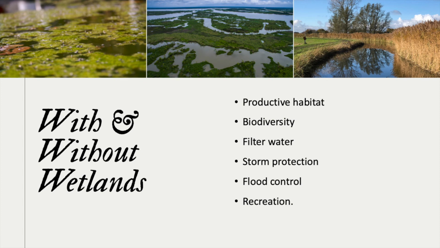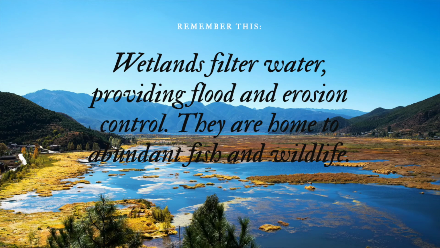Wetlands provide storm protection by decreasing the amount of flooding and erosion. Without wetlands, flooding is worse and storm surges from hurricanes infiltrate further inland, which causes animals to be displaced or die. They also cause disruptions to our food supplies. It is estimated that over 75% of shellfish and fish harvested commercially are linked to wetlands. So, in summary, wetlands filter water, providing flood and erosion control. They are home to abundant fish and wildlife. They also provide ecosystem services to us for free.